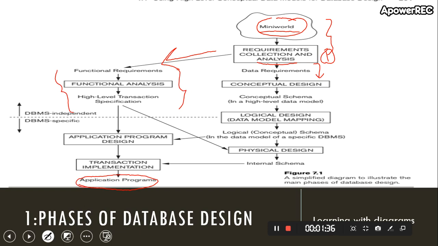Okay, so next is number 2. What is the conceptual design? This is the second phase of our database designing. It is depicted using the entities, constraints and keys. The data requirements from phase number 1 are passed to this conceptual design.